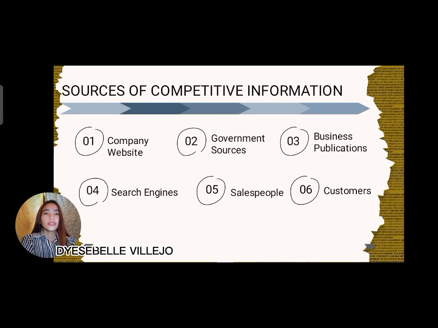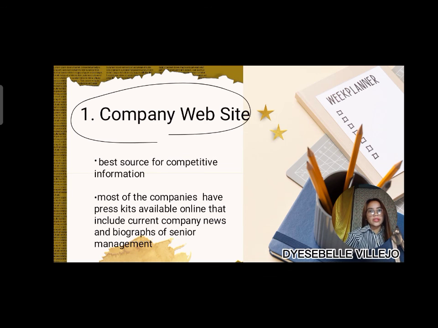Today, let's talk about the sources of competitive information. We have the company website, government sources, business publications, search engines, salespeople, and also customers. Let's first look at the company website. It is the best source for competitive information because most companies have press kits available online that include current company news and biographies of senior management.